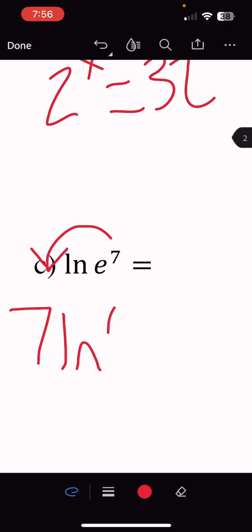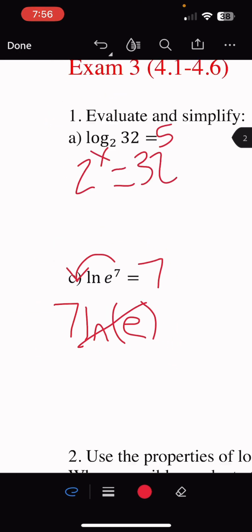Now this one is natural log of e to the 7th. So you can go ahead and bring that 7 down over here because that's just one of the rules. So 7 natural log of e. Now these cancel out and you're just left with 7, so your answer is going to be 7.